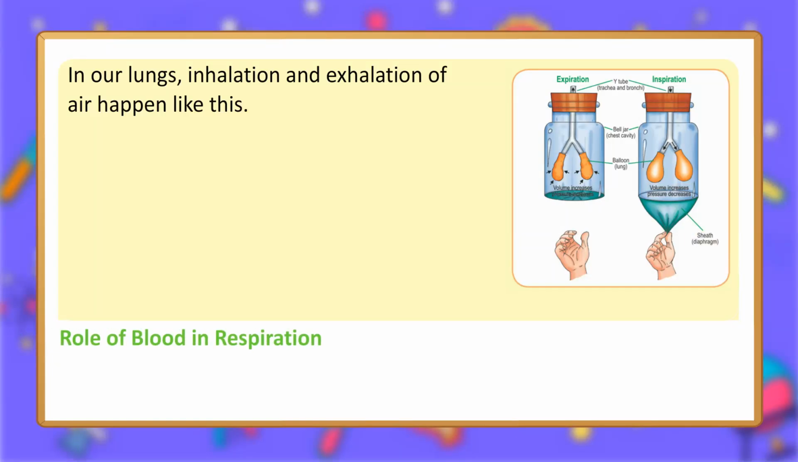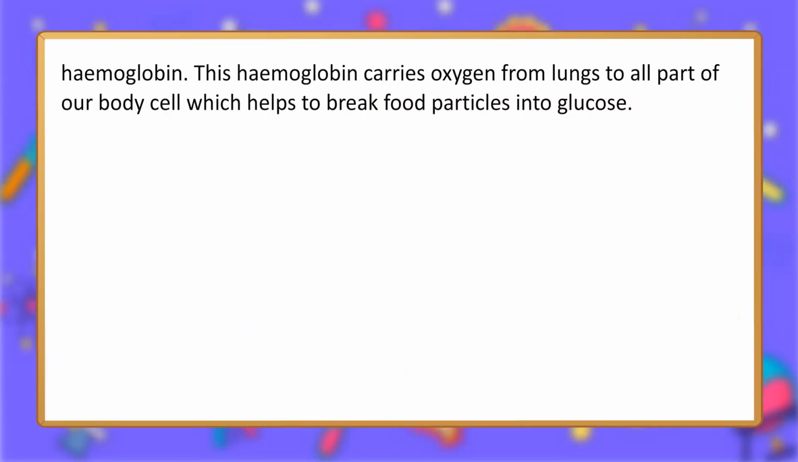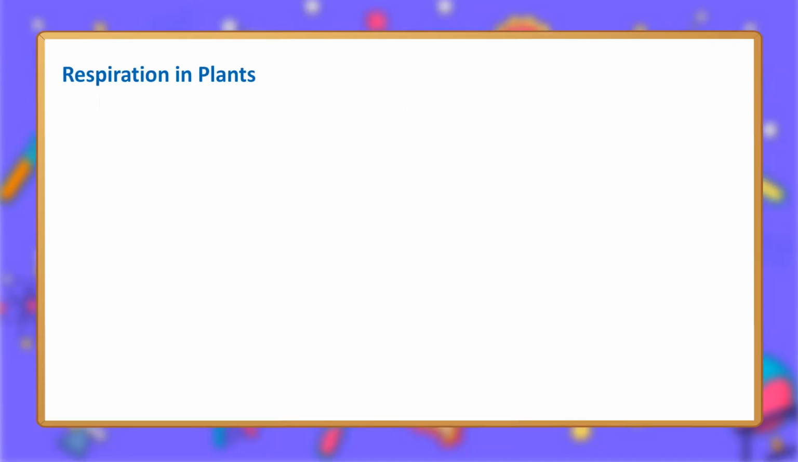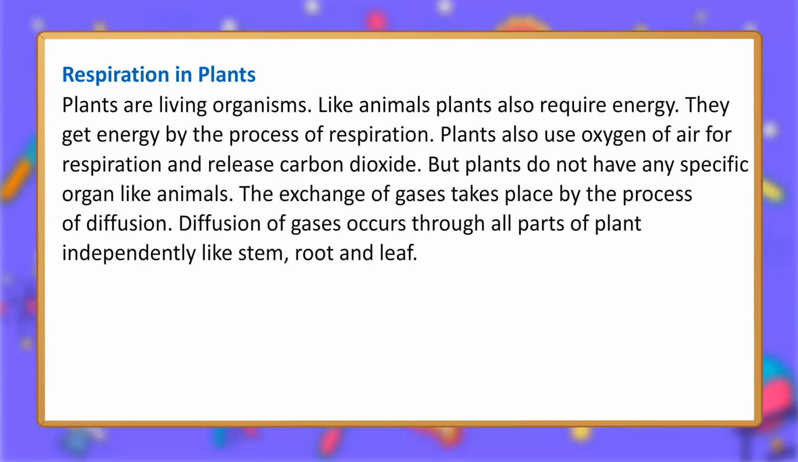Role of blood in respiration. Blood contains 3 different types of cells. Red blood cells, RBC, are one of them. Our blood is red because it contains a pigment called hemoglobin. This hemoglobin carries oxygen from the lungs to all parts of our body cells, which helps to break food particles into glucose.